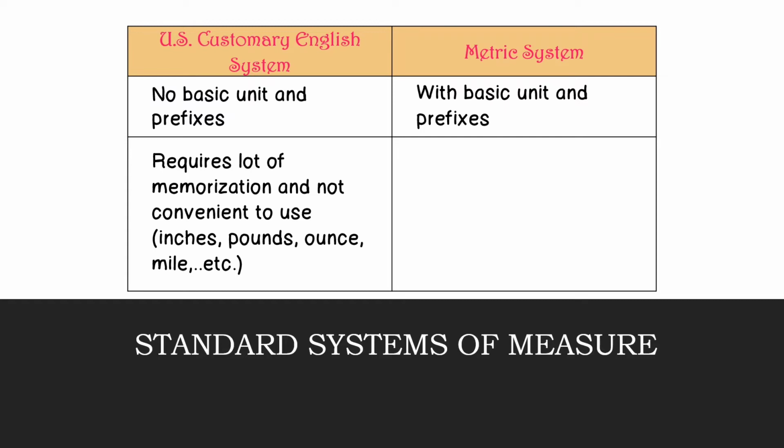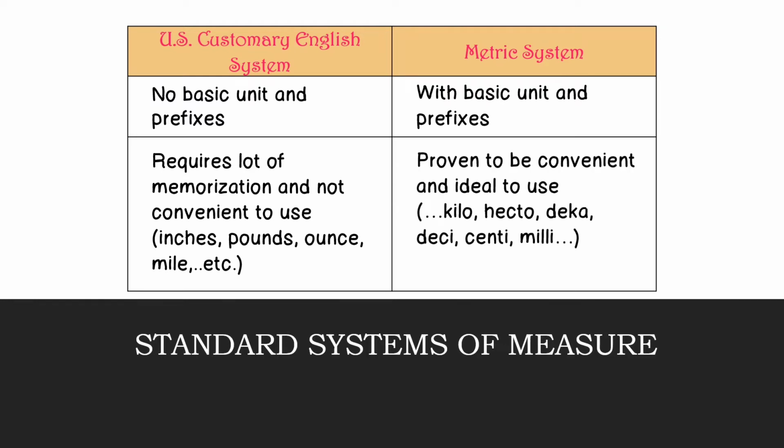Kasi ikaw ba naman ang magme-memorize pa ng inches, ng pounds, ng ounce, ng miles. So, yun yung mga examples natin ng US customary English system. While in metric system, they say that it is proven to be convenient and ideal to use. Kasi yung aalamin mo lang kung paano siya tataas o bababa gamit ang mga prefixes natin na kilo, hekto, deka, deci, centi, at milli. At may iba pa.